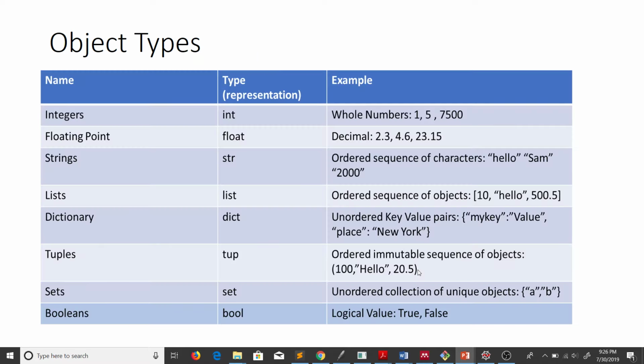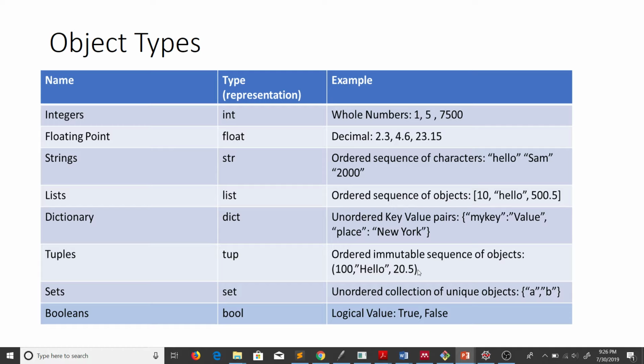So what are some of the built-in object types in Python? Here I've listed all of them, and we'll be covering almost all of them in this course going forward. Today we are talking about integers, floating points, and strings.